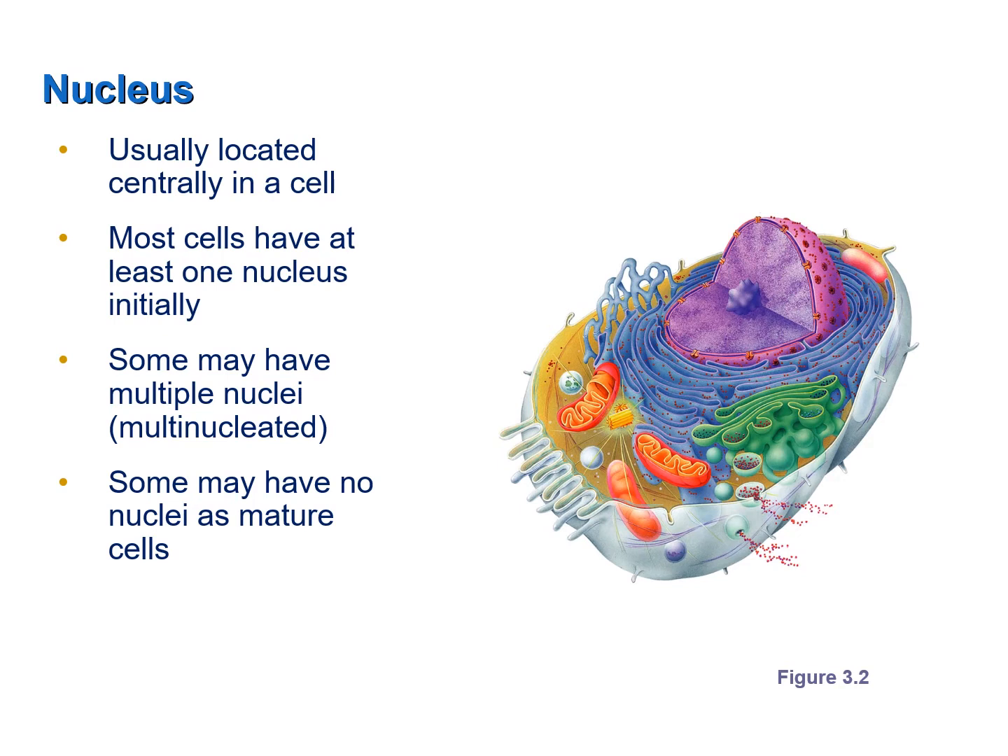Let's now talk about the nucleus. The nucleus is centrally located in a cell, usually, and it typically takes on the overall shape of the cell in general. Most cells have at least one nucleus, at least initially. Some cells may have multiple nuclei when they are mature, or what we call multinucleated cells. An example would be skeletal muscle fibers or cells. Some cells, when they're mature, have no nuclei at all, such as the red blood cells.